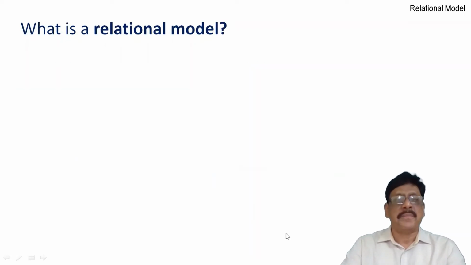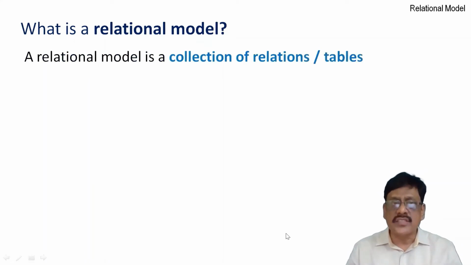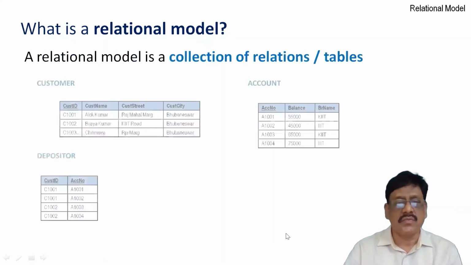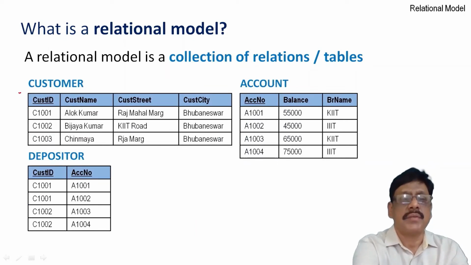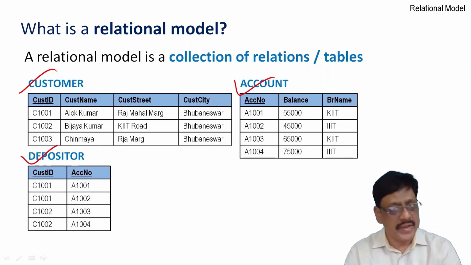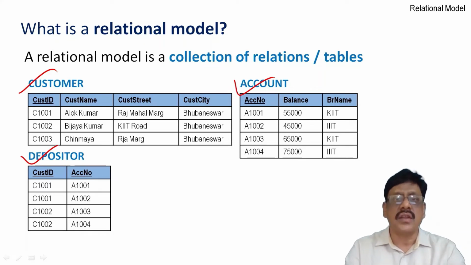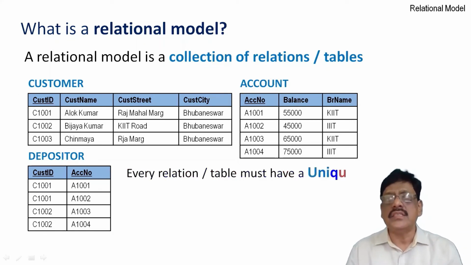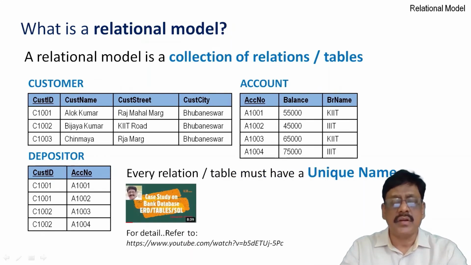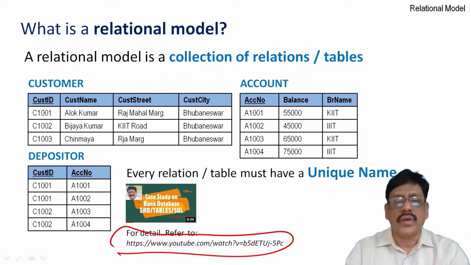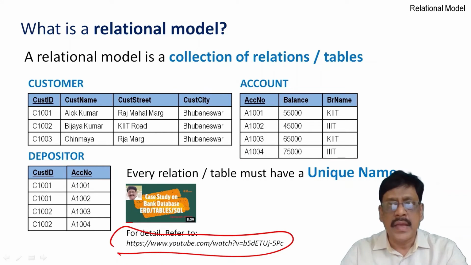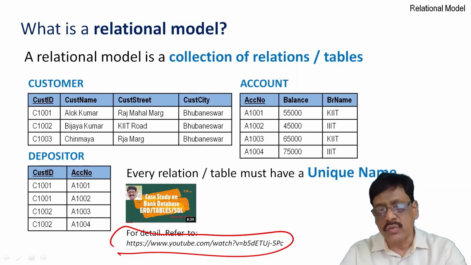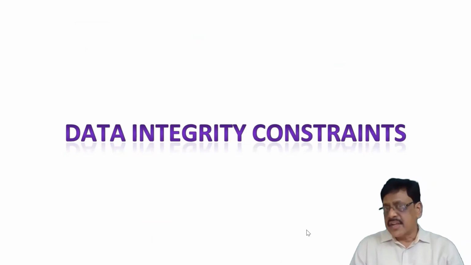What is a relational model? A relational model is a collection of relations or tables. Let us take one example. Suppose we have a collection of tables like customer table, account table, deposit table of any banking system, and this collection is called a relational model. And remember, in a relational model, each and every table name must be distinct. If you'd like to know further, you can refer to another video of mine, linked here, where we have described how the ER model can be mapped to tables and how those tables can be implemented using Oracle.